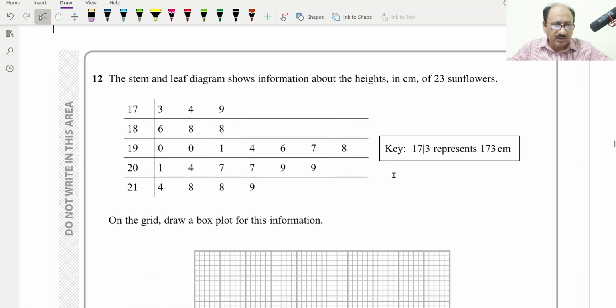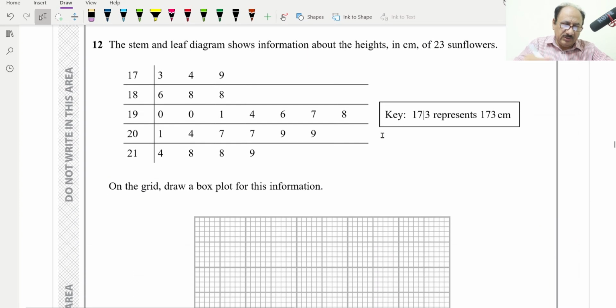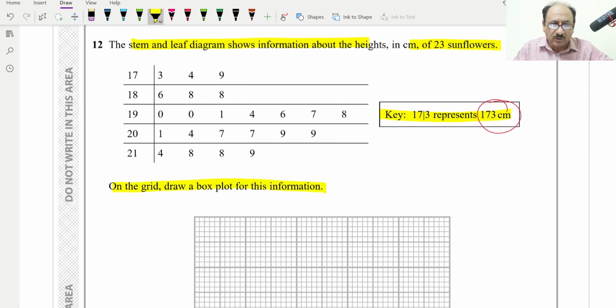Now, stem and leaf diagram. They have provided a stem and leaf diagram, and this diagram shows information about the heights in centimeters of 23 sunflowers, and the key is 17 slash 3 represents 173. Now on the grid, draw the box plot for this information. So we have to draw a box plot.